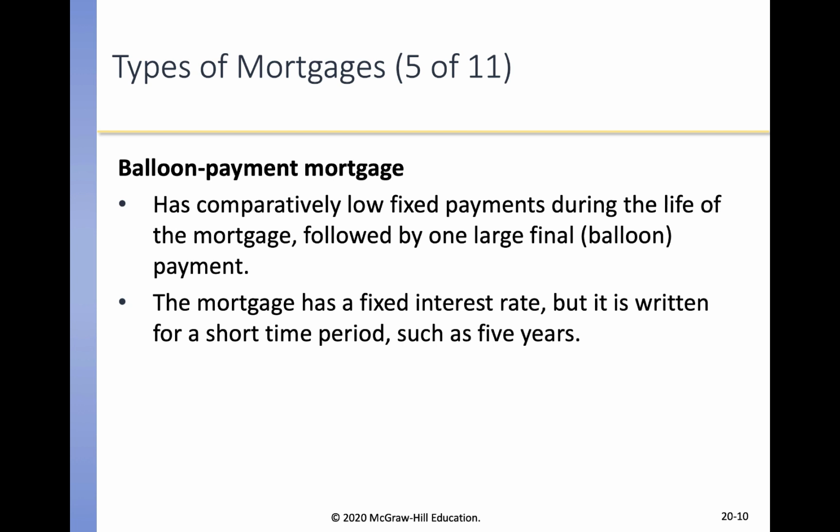There is a balloon payment mortgage, and it has pretty small upfront payments during the life of the mortgage, but then at the end of the mortgage, there's one big final payment called your balloon payment. The mortgage has a fixed interest rate, but it's written for a short period of time, such as 5 years.